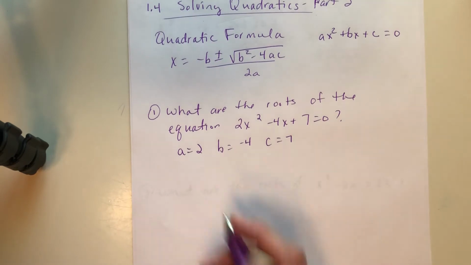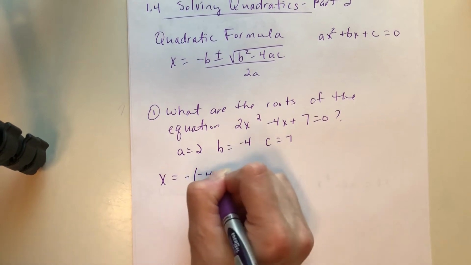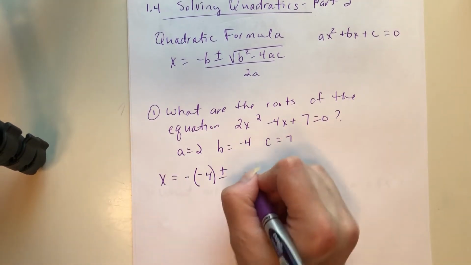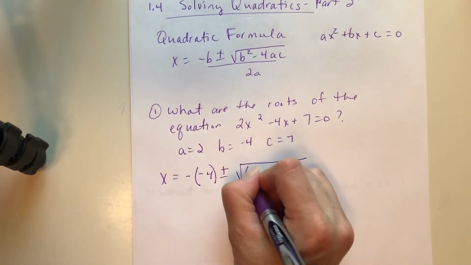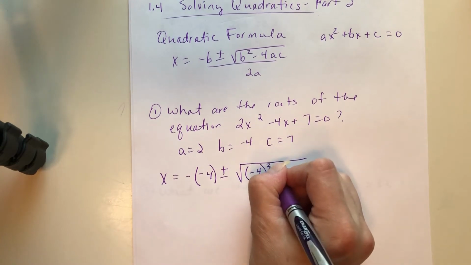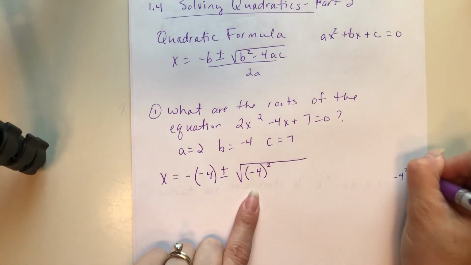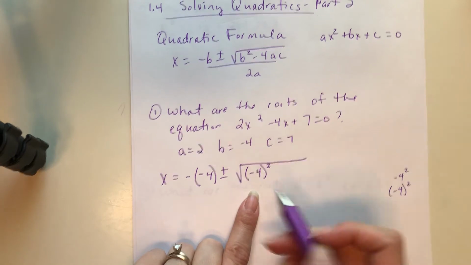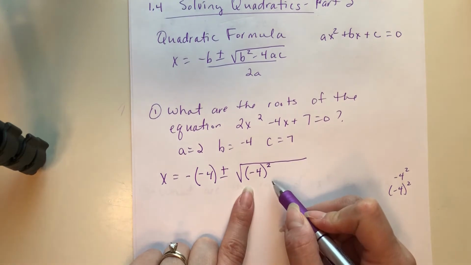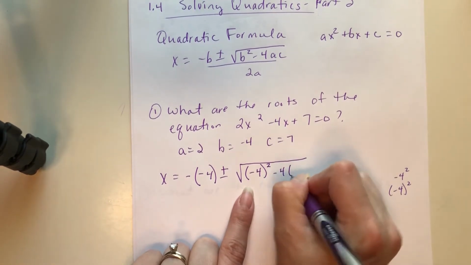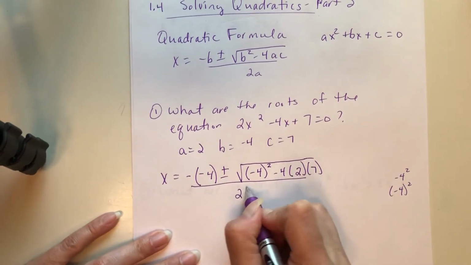So we substitute those numbers into the formula. X equals negative, and then b is also negative, so you've got a double negative on your 4, plus or minus the square root b squared. So you're going to square your negative 4. You need to put parentheses around the negative 4 because if you square, there's a difference between this and this. The formula is telling you to square the negative with the 4. So that means it's going to end up being a positive 16 minus 4 times a is 2, c is 7, all over 2 times a is 2.